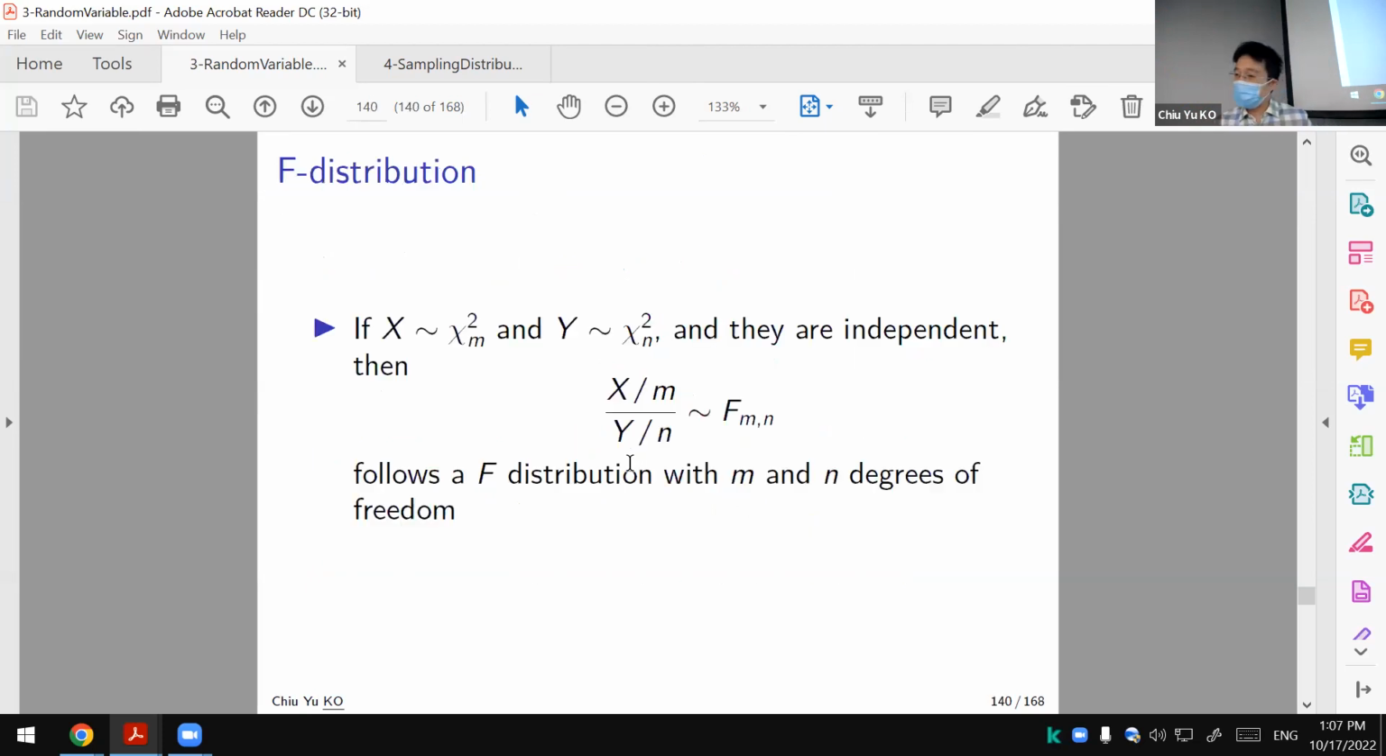The last one is called F. F is something like the following. It's a ratio of chi-squares: chi-square of m over m, and chi-square of n over n. So probably you would be wondering what it is, and the ratio.